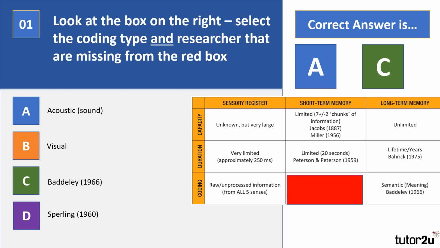What this table is also really useful for is in highlighting the differences between the different stores. For example, if I was asked about a difference between short-term memory and long-term memory, I could refer to the fact that the information is stored differently. That's to say there's a difference in the way that the information is coded. So semantically for long-term memory and acoustically for short-term memory.